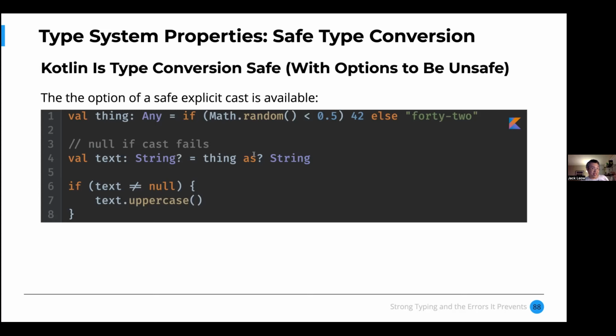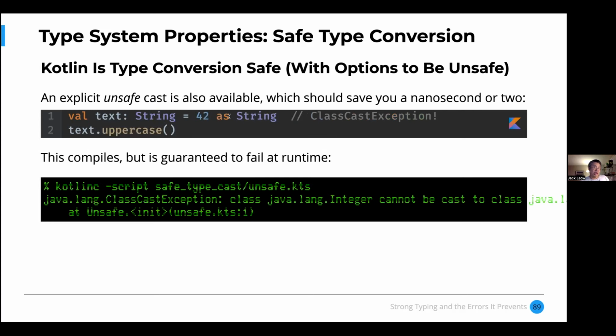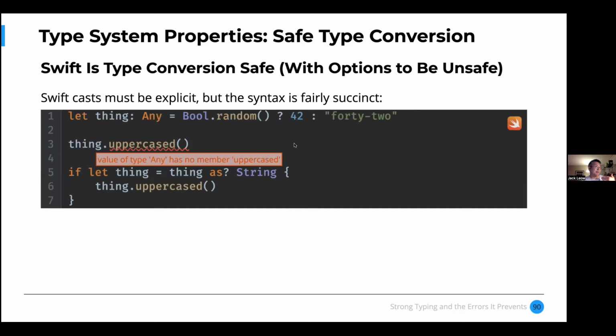The only problem is, notice this is "as?" with a question mark. You can actually also do "as" without a question mark, and this is an unsafe cast. So this is an option in Kotlin, which compiles but may result in runtime errors. So I think the moral of the story is avoid this, use the question mark variant where possible, or just use smart casts. Swift, as I mentioned before, is very similar to Kotlin.